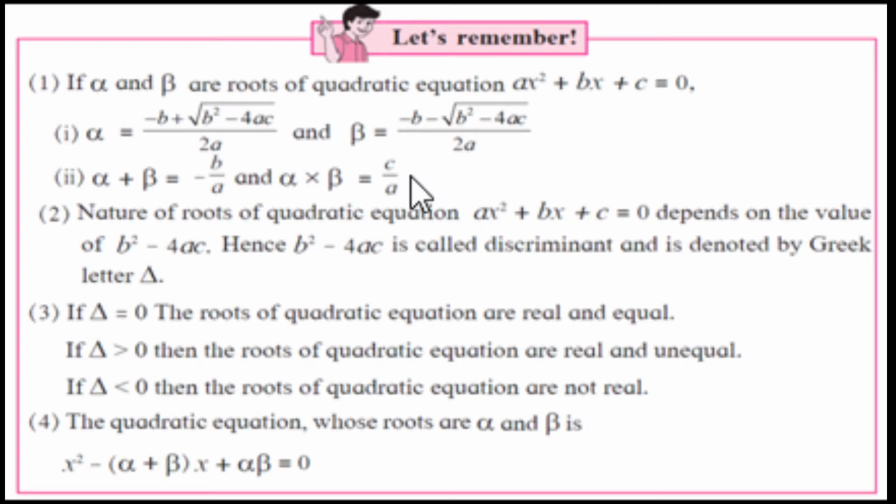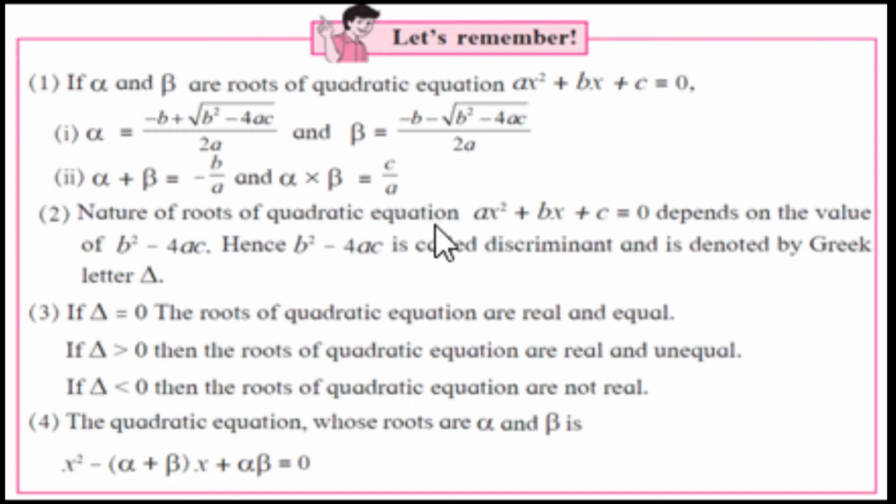Before solving this practice set, we need to remember a few things. First, if alpha and beta are roots of the quadratic equation ax square plus bx plus c is equal to 0, then alpha is equal to minus b plus root of b square minus 4ac upon 2a, and beta is equal to minus b minus root of b square minus 4ac upon 2a. Alpha plus beta is equal to minus b upon a. Alpha into beta is equal to c upon a.